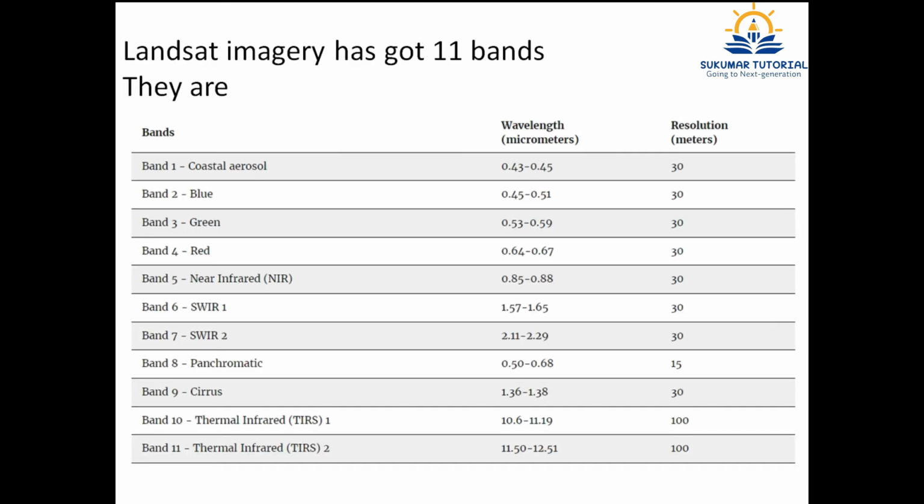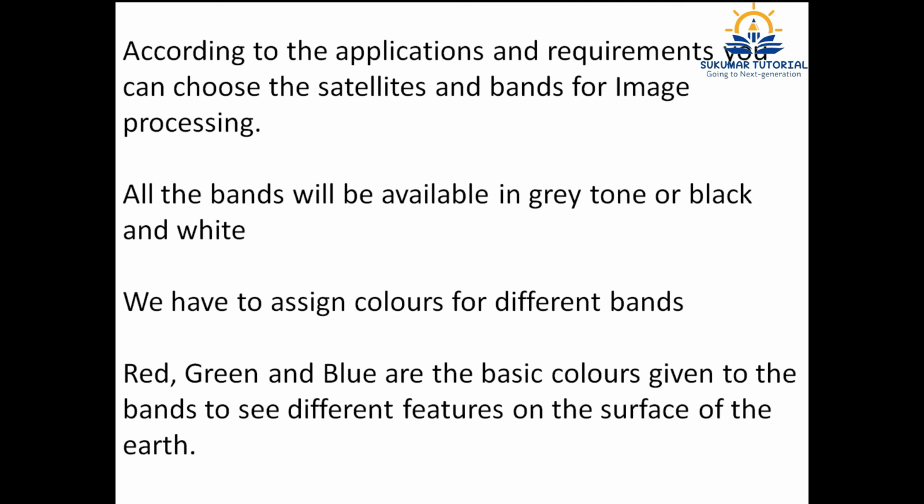Landsat imagery has got 11 bands, of which 8th band is panchromatic band. It has got 15 meter resolution. Bands 1 to 7 and 9 are in 30 meter resolution. Band 10 and 11 are in 100 meter resolution. It varies from satellite to satellite. It is called spectral resolution. According to the applications, the requirements, you can choose the satellites and bands for image processing.